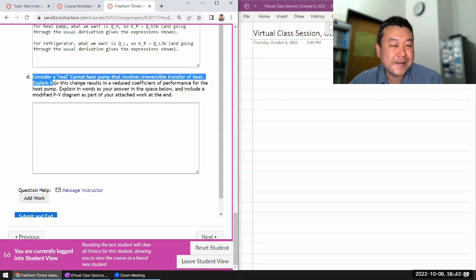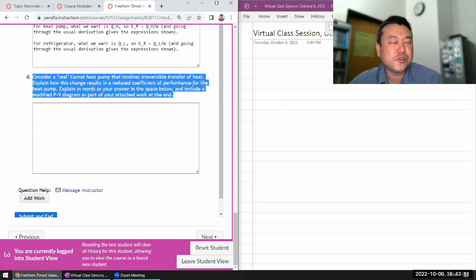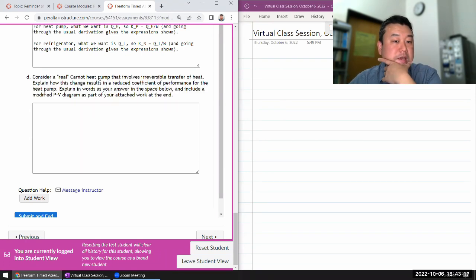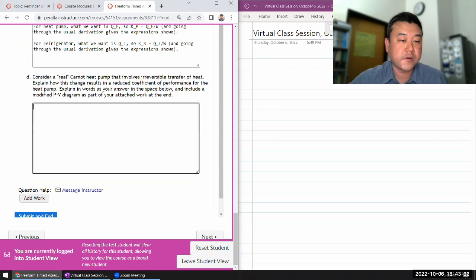So this one is probably the one tricky question because a lot of times people think so. Consider a real Carnot heat pump that involves irreversible heat transfer. How does this change result in a reduced coefficient of performance for the heat pump? Explain in words as you include the. Oh wait, this isn't tricky. I used to have a different version of the question that was tricky, but it wasn't this one.